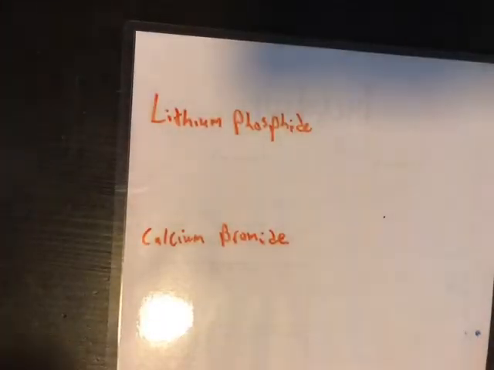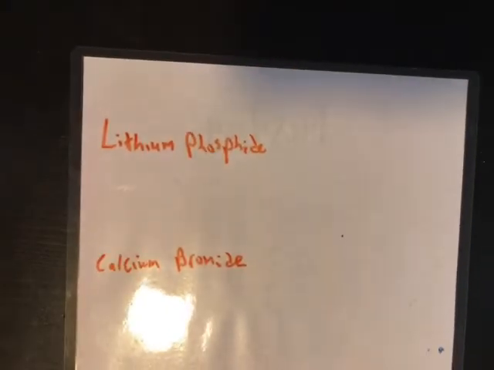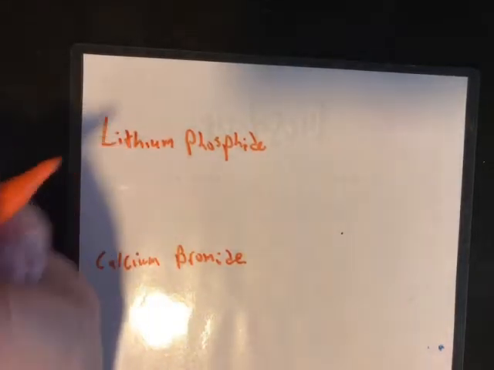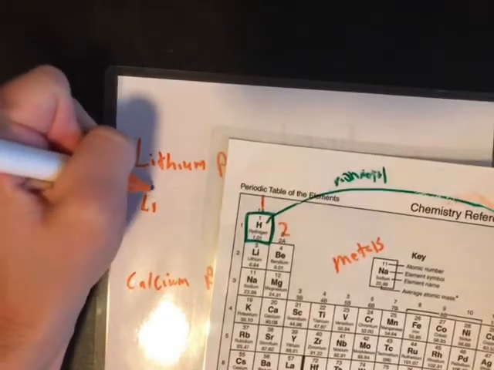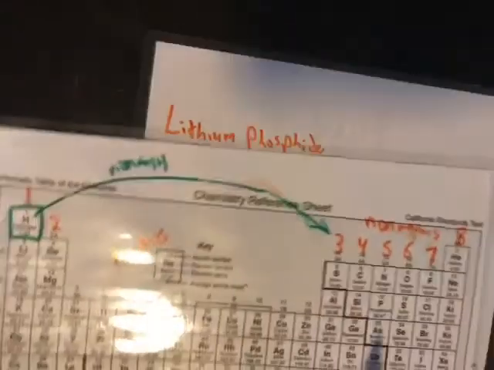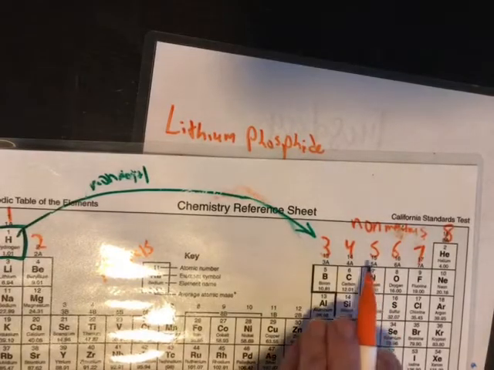So I've got a couple examples here: lithium phosphide, calcium bromide, and calcium oxide. I'm going to show you the traditional method where you show valence electron transfer, and then I'm going to show you the crisscross for each of these. So starting off with lithium phosphide, here's lithium with one valence electron. And here is phosphorus with 5 valence electrons.